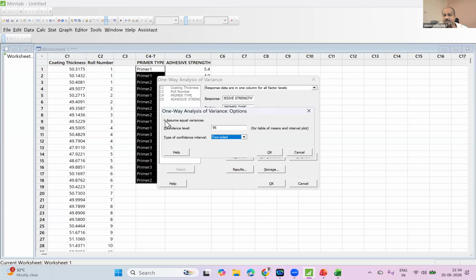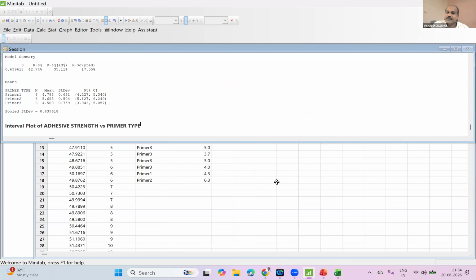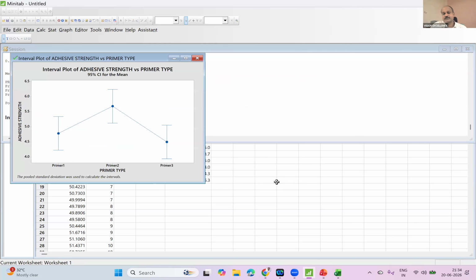And see here, there is a tick mark here. This must be ticked because what is written here? Assume equal variance. While performing ANOVA, you either have to assume equal variance or you have to perform a variance test separately. Let's not complicate. Let's assume equal variance. And now you give OK. Give one more OK. Now Minitab has done all the job for us.